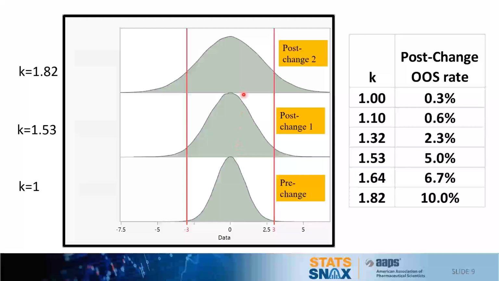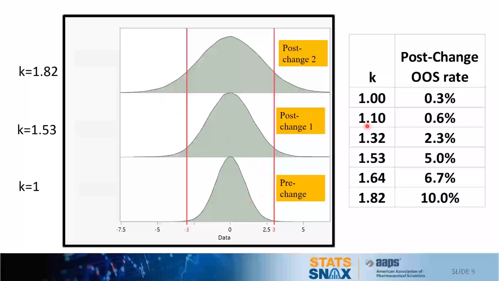value of K. The top panel here, I've set K equal to 1.82, so it's expanded the standard deviation. As K goes up, more of the curve falls outside of my red lines, my specifications. And in this case, 10% of the population is here plus here.